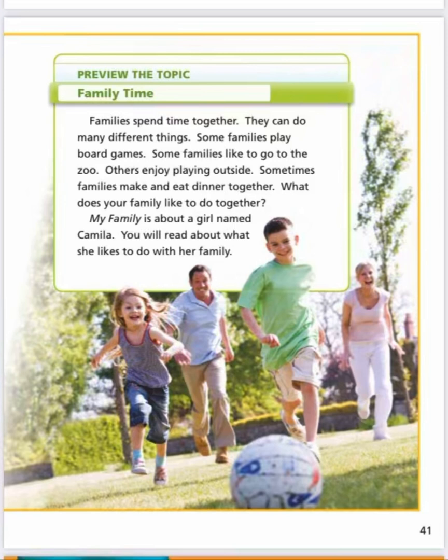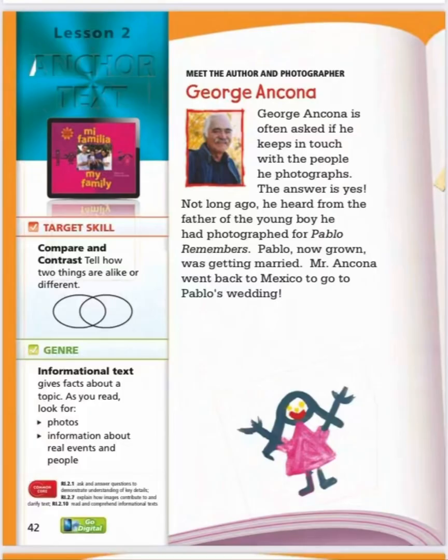My Family is about a girl named Camila. You will read about what she likes to do with her family. Target skill. Compare and contrast. Tell how two things are alike or different. Genre. Informational text. Gives facts about a topic. As you read, look for photos, information about real events and people.